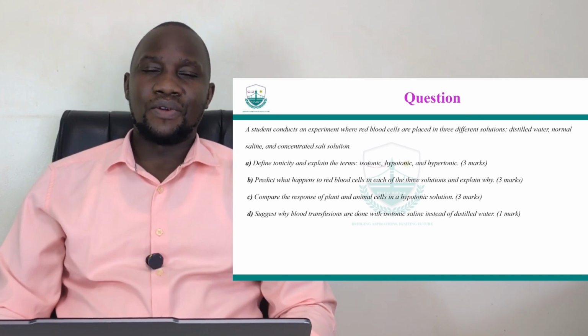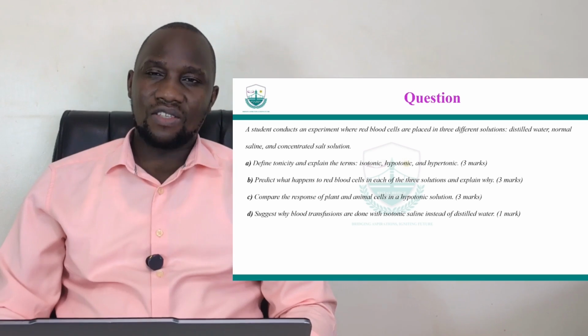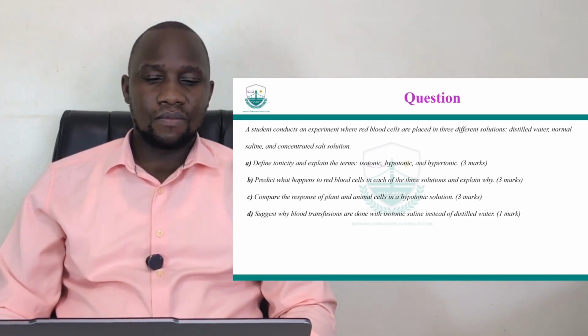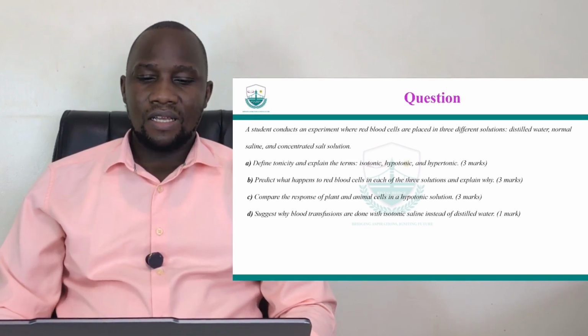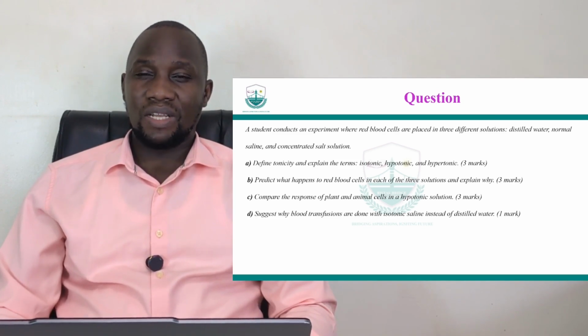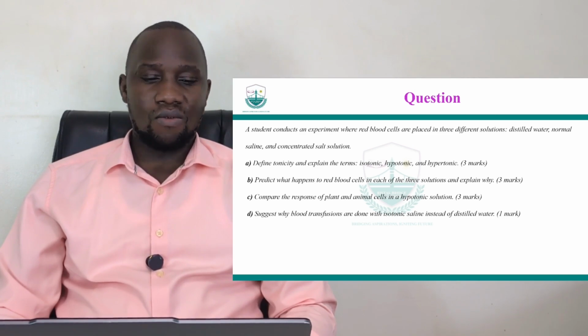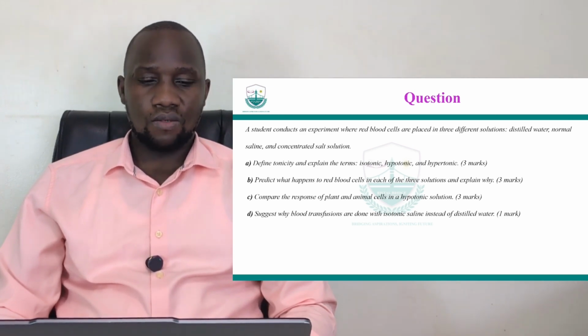Why? Because the red blood cell does not have a strong structure, does not have a cell wall. It has the cell membrane, and the cell membrane is not as rigid as the cell wall, and therefore it will burst. Okay, so can you compare the response of plant and animal cells to hypotonic solution? We have just explained that plant cells will not burst, and animal cells will burst. The red blood cells will burst in hypotonic solution.